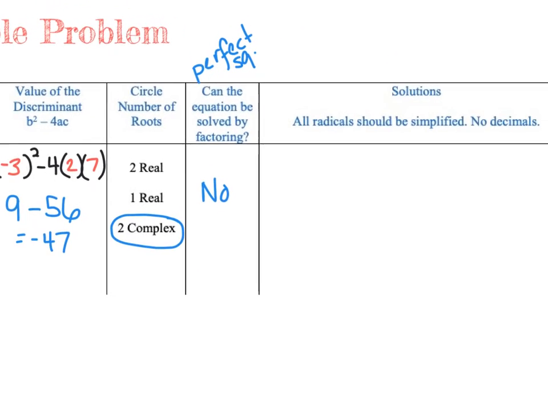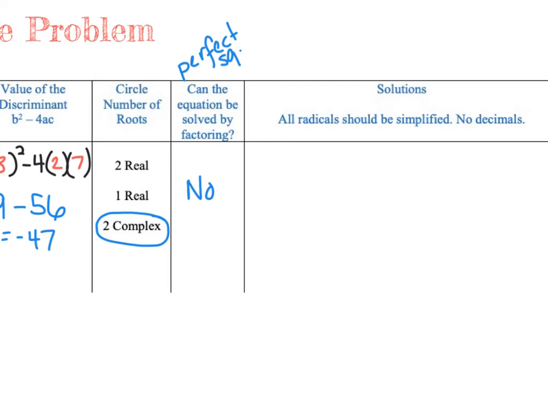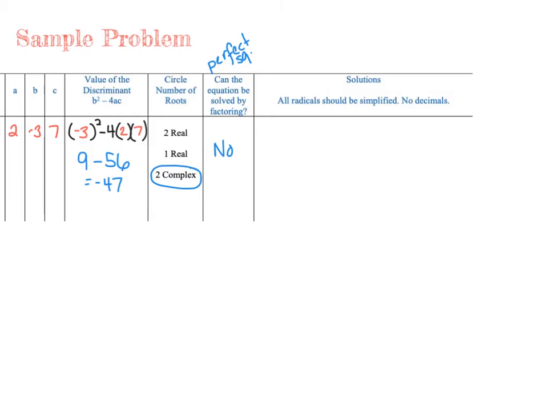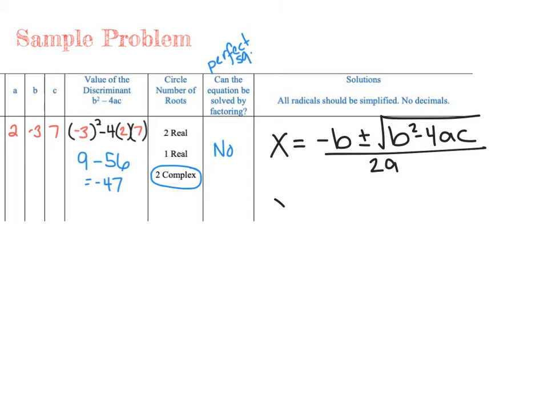Now let's actually solve it. Notice all radicals must be simplified, no decimals. So I'm going to do this using the quadratic formula. x equals -b plus or minus the square root of b squared minus 4ac all over 2a. And I substitute. The opposite of b would be 3 plus or minus the square root of the radicand. I already know it's -47. I'm not doing it all over again. All over 2 times a, which is 2.